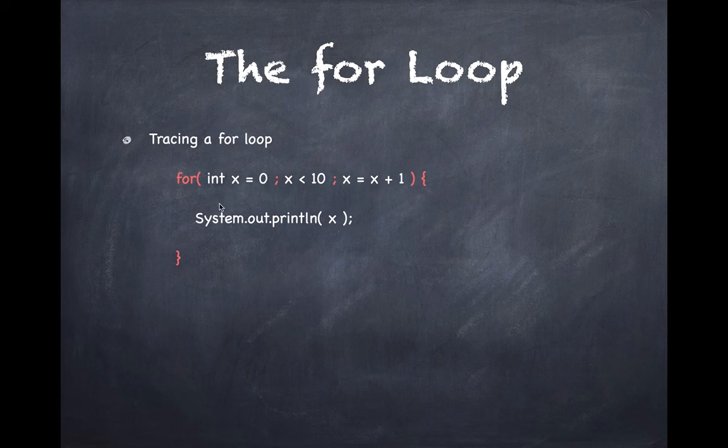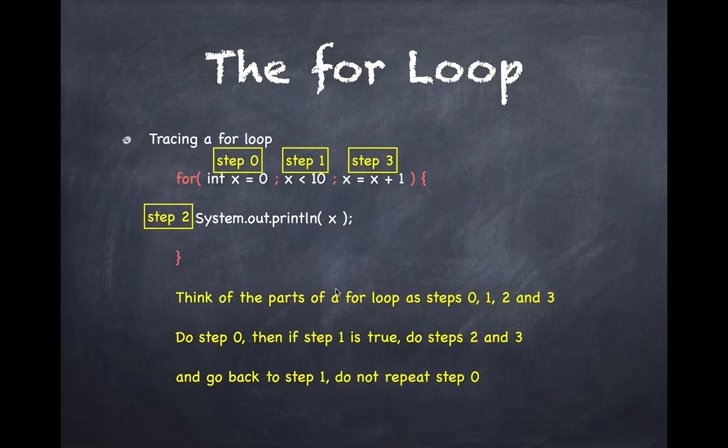So we're going to go ahead and trace this for loop. And so when you're tracing, it's nice to think about these as different steps that we're going to do. So for a for loop, this is what I like to call step 0, step 1. Step 2 is actually in here, and then step 3 is the changing of the variable. Okay, so you should think about this like, okay, I go to step 0. That's the first thing that I do. Make x equal to 0. Then I go to step 1, and if step 1 is true, then I go to step 2. So I go to the body of the loop, and then I go to step 3.